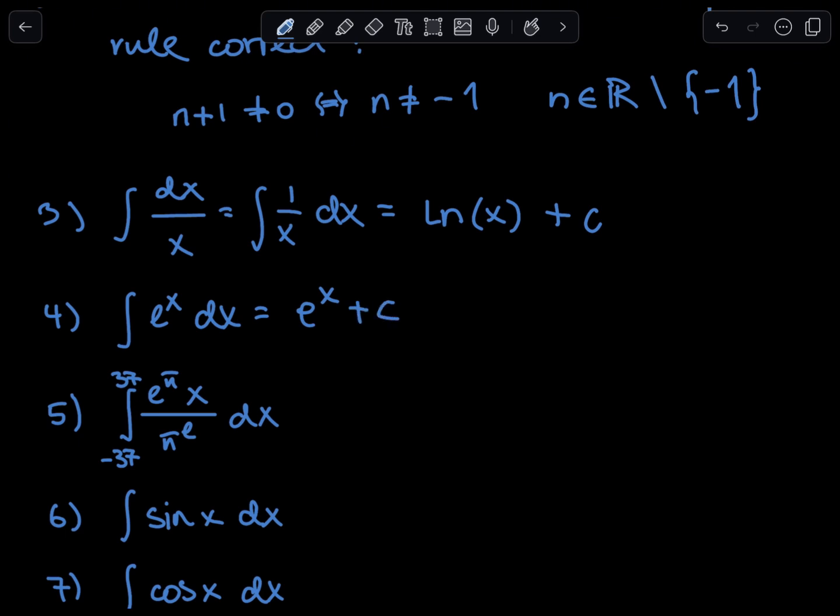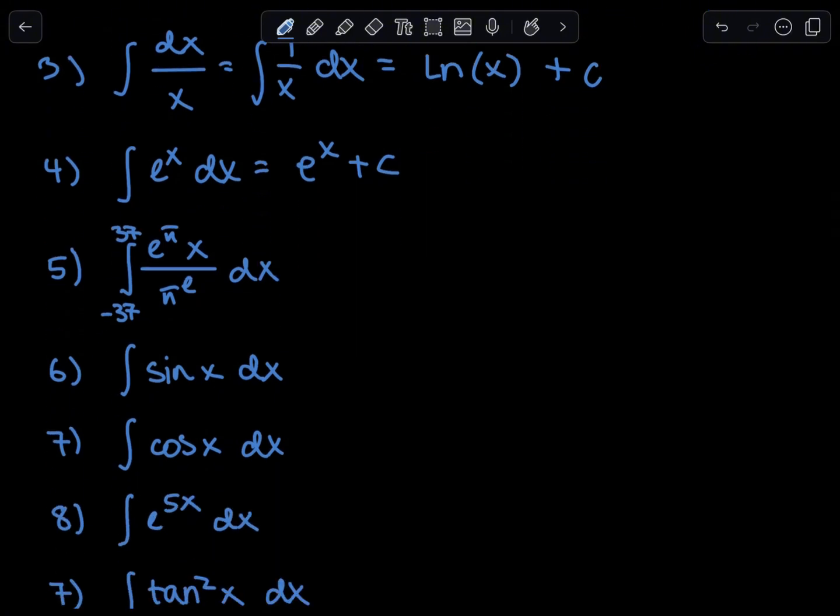Okay, next we have a definite integral. E to the power of pi times x divided by pi to the power of e, evaluated between minus 37 and 37. So instead of doing this the normal way for definite integrals, why don't we do it in two different ways so that you know how to do both?